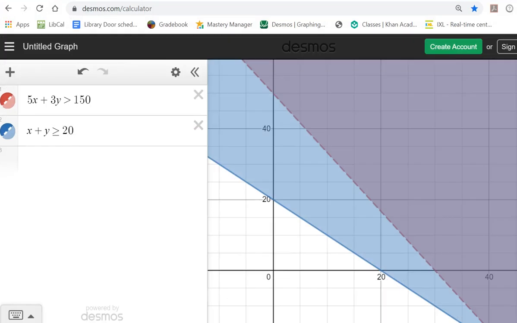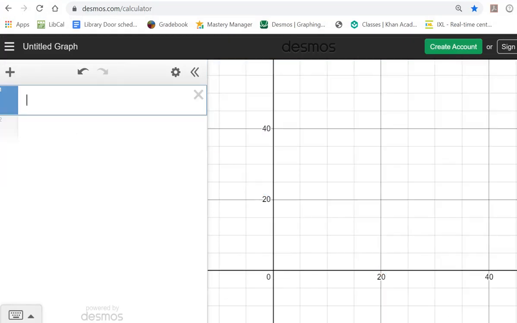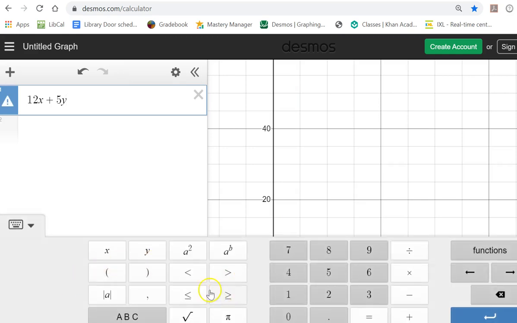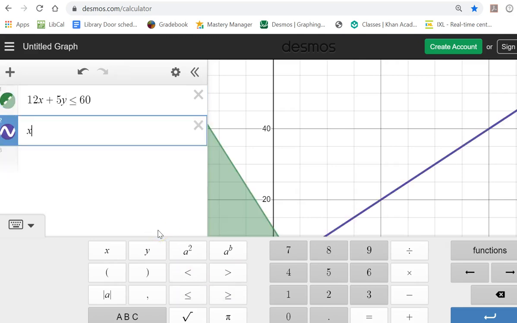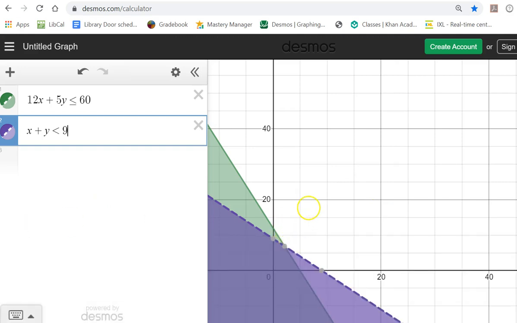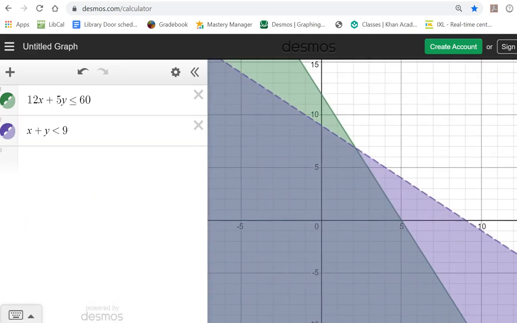So if I go into Desmos, I'm going to type those in. So I have $12 for a hardcover, $5 for a paperback, and that had to be less than or equal to $60. So I'm going to type in 60. And then X plus Y, I wanted less than 9. Now I can expand a little bit because I don't need such a close window.